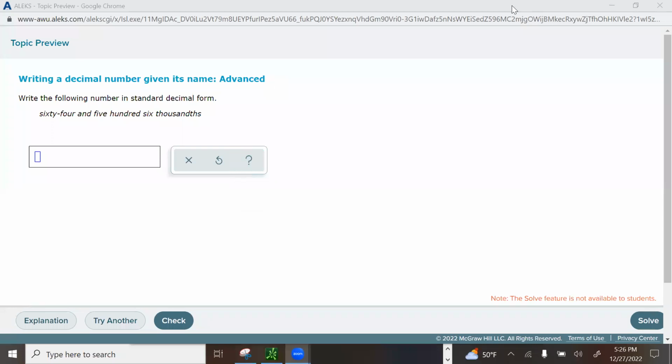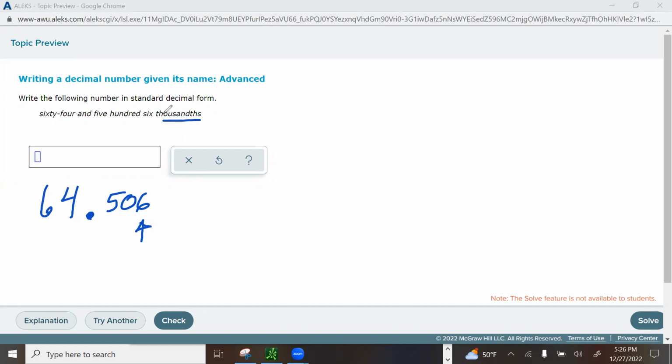All right, so write the following number in standard decimal form. Okay, so we've got 64, and so that's going to give us our decimal point. 506 thousandths. Let's just write 506. And does that work out? Does 506 end on the thousandths place? Let's see, it's tenths, hundredths, thousandths. Yep, it sure does. So that's going to be our answer.